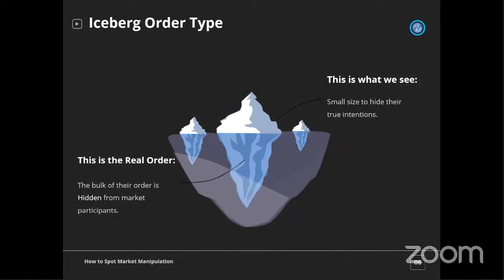I'm also going to show you guys a way that you can find and see iceberg order types. So you can see, hey, somebody may be manipulating here, or at the very least, a large trader is trying to conceal his size.